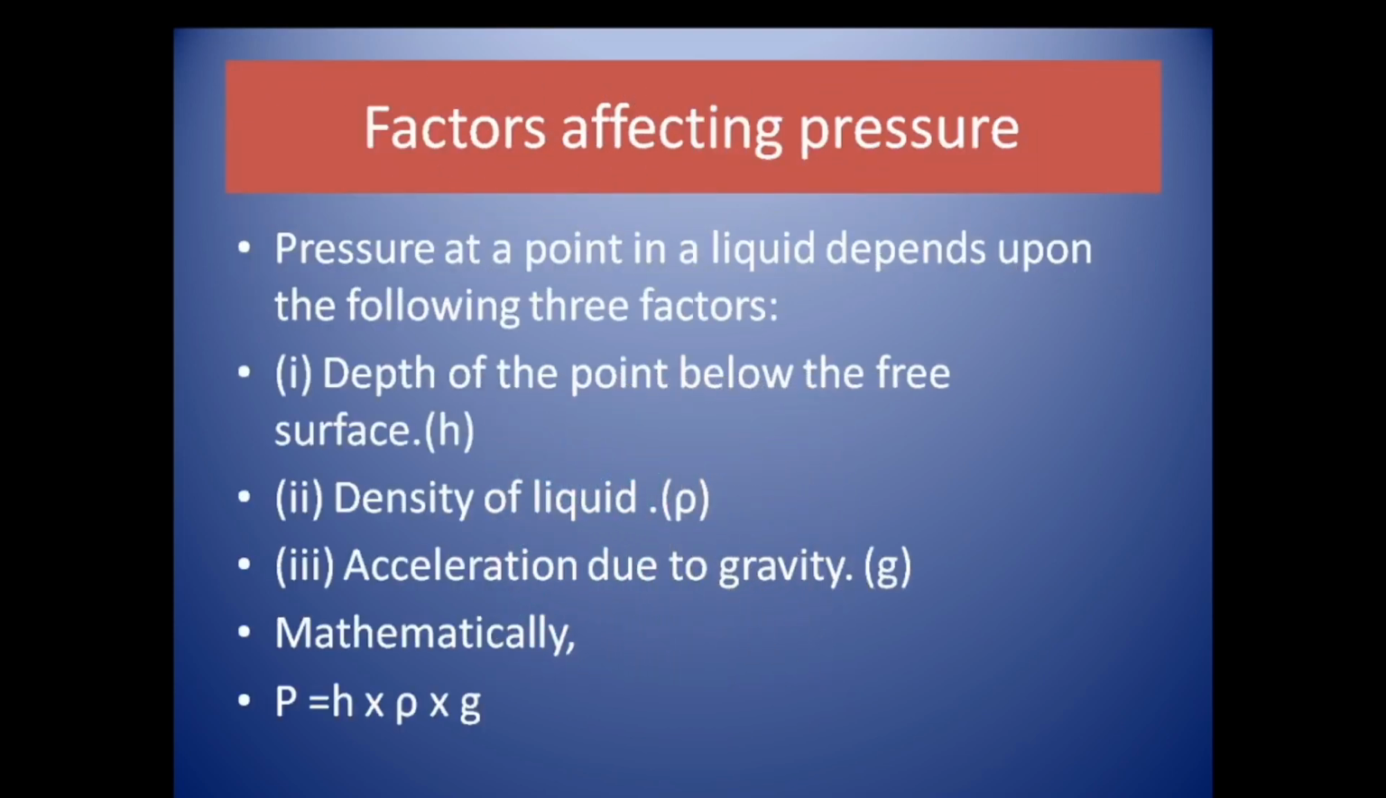Now what are the factors which affect liquid pressure? Pressure at a point in a liquid depends upon the following three factors. Depth of that point below the free surface, denoted by h. Then density of the liquid, denoted by the symbol rho. And third one is acceleration due to gravity. So mathematically, pressure in liquids is given by the formula P = h rho g.